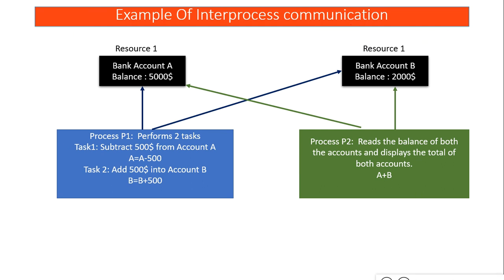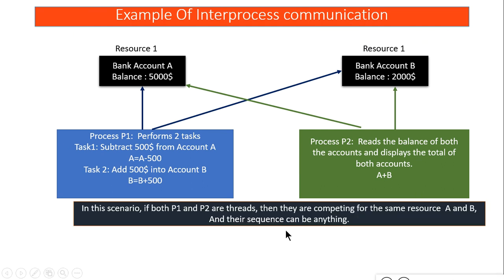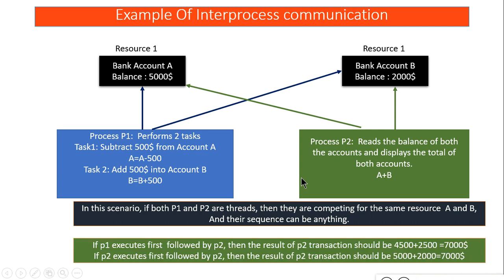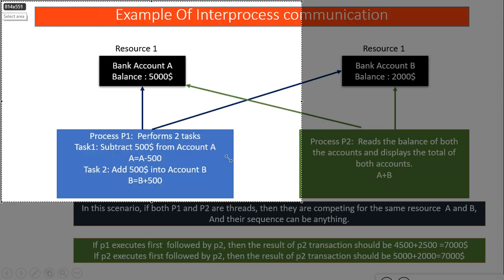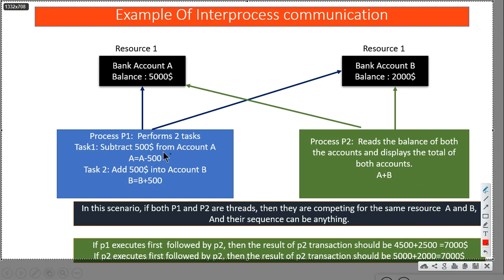Okay, now in this scenario, if both P1 and P2 are threads, then they are competing for the same thing. I have explained it, I have written it here. Now let's say they run sequentially. So first of all, P1 executes followed by P2. Then the result of P2 will be... this withdrawal will be done by P1.